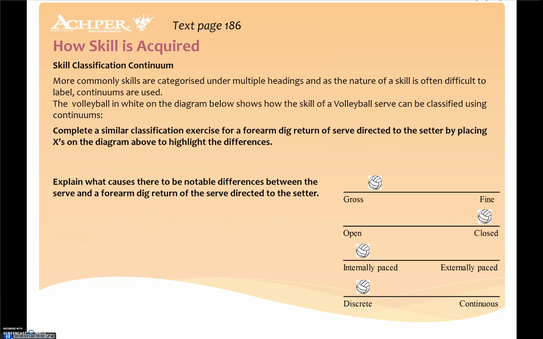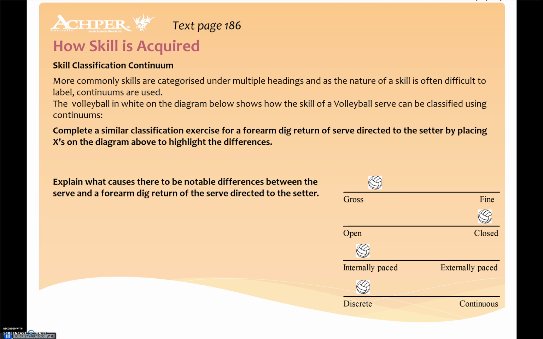So, back to the skill classification continuum. More commonly, skills are categorized under multiple headings, as the nature of the skill is often difficult to label. So continuums are used, and you'll find continuums in your book. As the diagram shows, the skill of a volleyball serve can be classified using continuums. So, complete a similar classification exercise for a forearm dig return of serve directly to the setter by placing an X on the diagram above to highlight the differences.